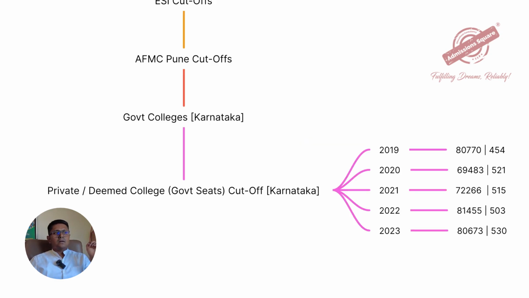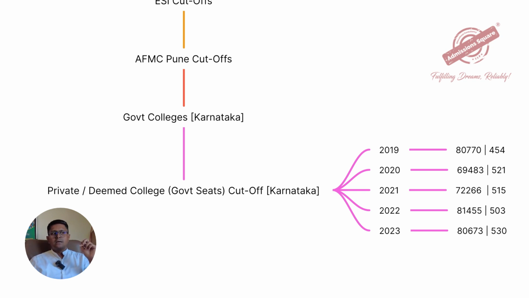Now, government quota seats in private and deemed colleges in Karnataka. In that, 454 was the lowest cutoff in 2019, where the student's rank was 80,770. The next year, 2020, the student scored 521 and the rank was 69,483. Although the score has increased, the rank has comparatively decreased. Correct? So counseling happens based on rank, not on the score.